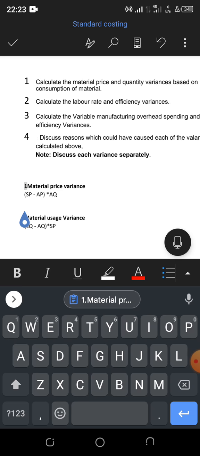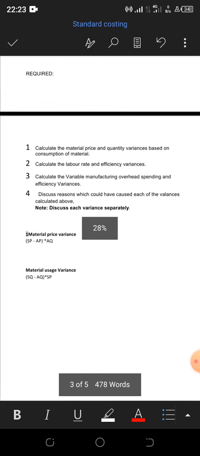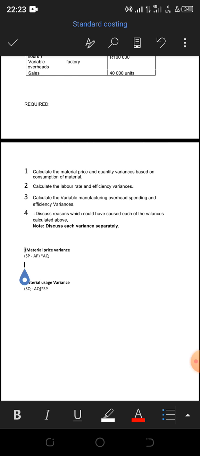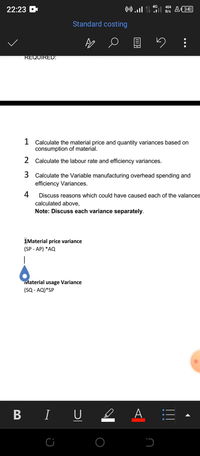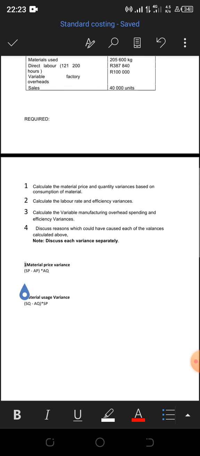Yeah, let's start with material variance, material price variance. In this formula, we have to take the standard price, then we subtract the actual price, then we multiply by actual quantity of material.